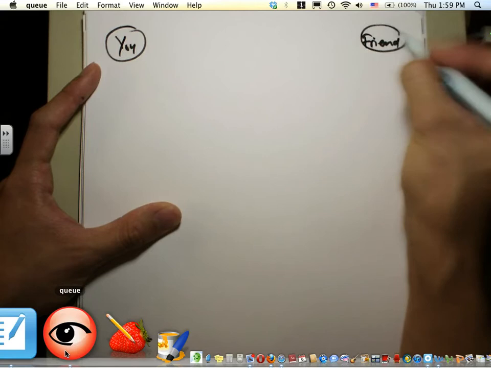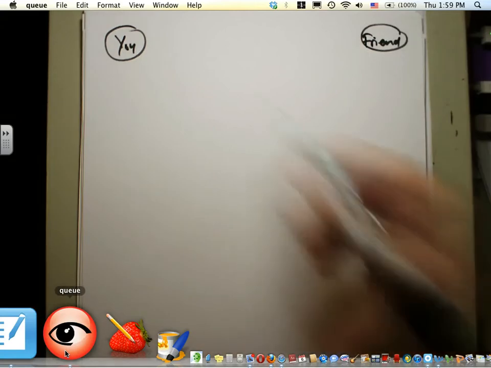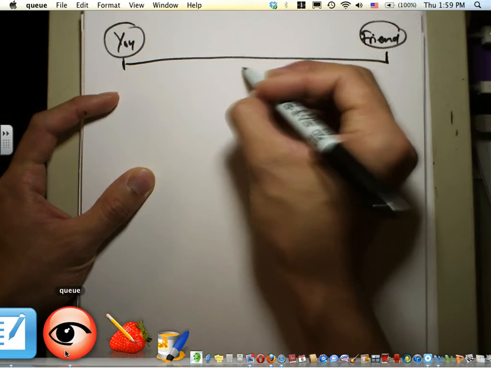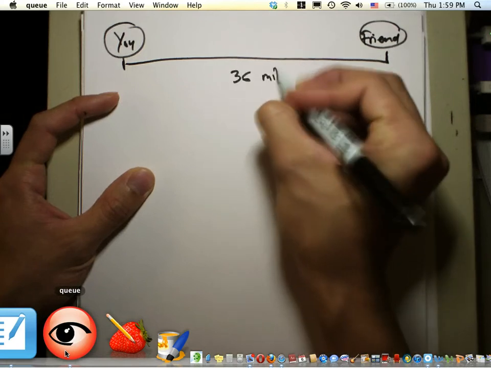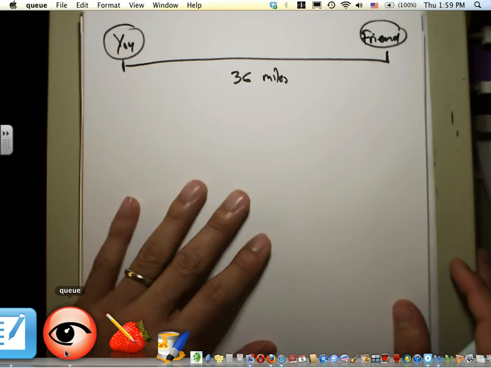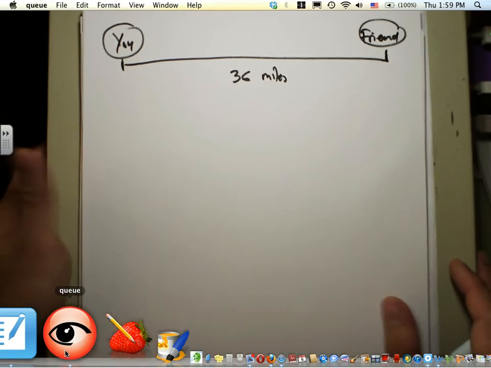How far are you apart from your friend? 36 miles. So I'm going to go ahead and draw a line representing the distance, and this line represents 36 miles apart. Okay, so there it is. This is your scenario. Do you know how fast you're going? How fast? 15 miles and 12 miles.